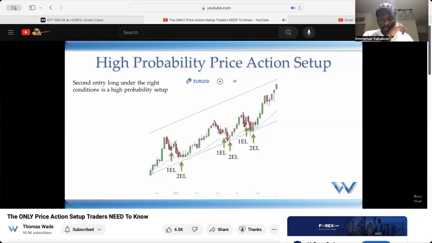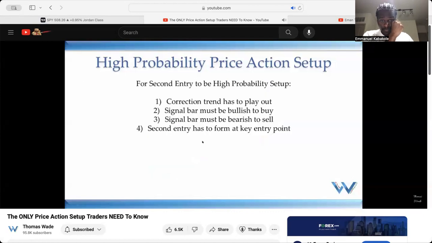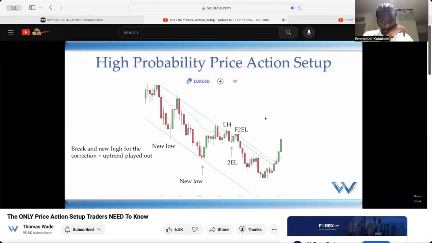Now, the second entry needs to form under the right conditions for us to consider it a high probability setup. It needs to form at the key entry point. The correction trend has to play out. Signal bar must be bullish to go long, and signal bar must be bearish to go short. And what does it mean? The correction has to play out. You're drawing the channels for the main trends, but you're also drawing the channels for the shortened corrections. If you have a bearish downtrend, the bullish correction has a trend inside of it as well, and it needs to form a new extreme for us to consider the opportunity safe to sell.